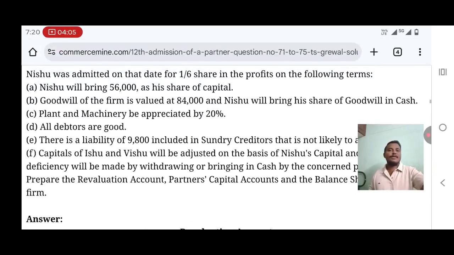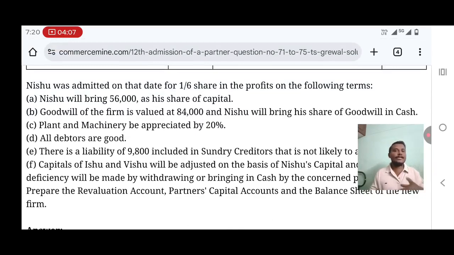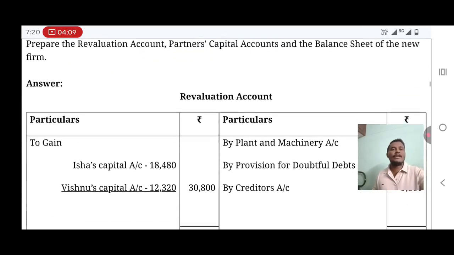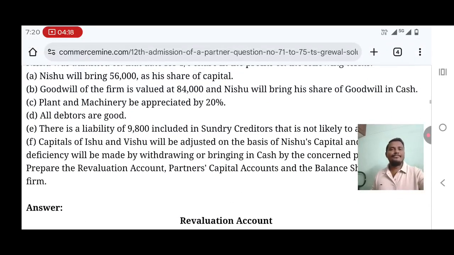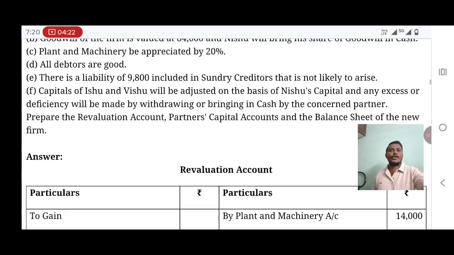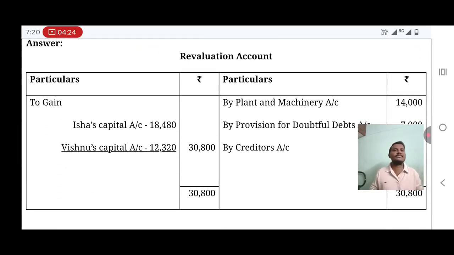Creditors of some amount is not likely to arise. So 9,800 is not likely to arise, and you can put that 9,800 on the credit side of the revaluation account. That's all for the revaluation account, and you can find out the difference between the debit and credit side. The debit side is 0, so you can directly say that the revaluation is showing a gain on revaluation, and you can split it in the old partners' capital accounts in their old ratio.